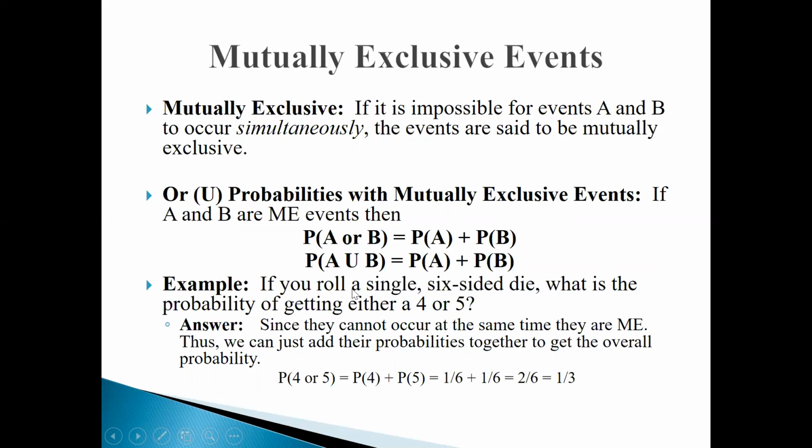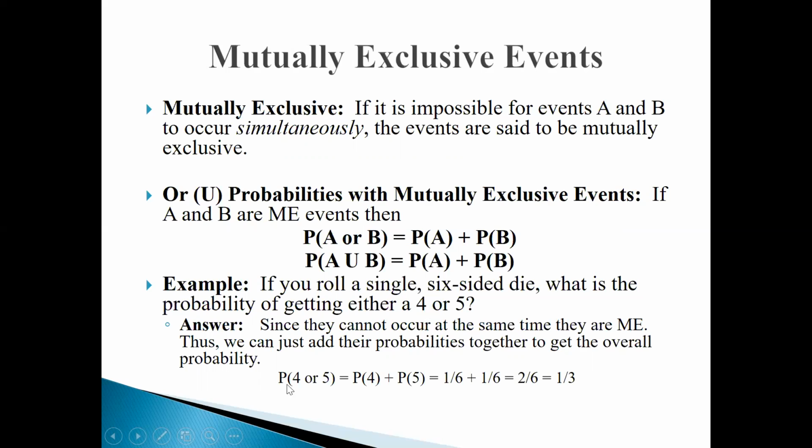So for example, if you roll a single 6-sided die, what is the probability of getting either a 4 or a 5? All right, so can you roll a 4 and a 5 at the same time? No, so these are mutually exclusive, and so we can use this format here. Probability of a 4 or a 5 is equal to probability of 4 plus the probability of 5. Well, what is the probability of each one of those? Well, how many sides are there? There's 6 sides. There's only going to be one number out of those 6. So each one of these is going to have a probability of 1/6.